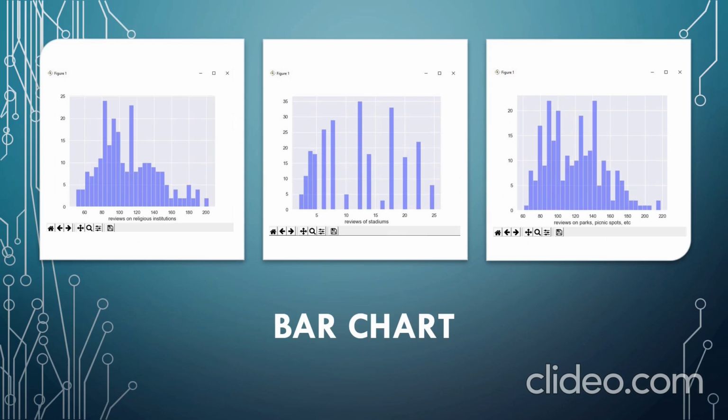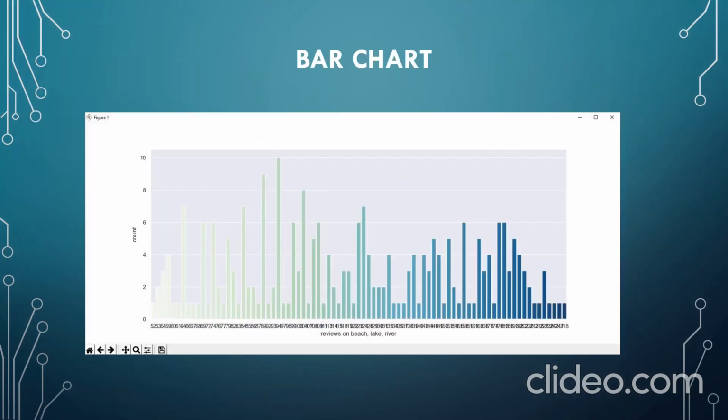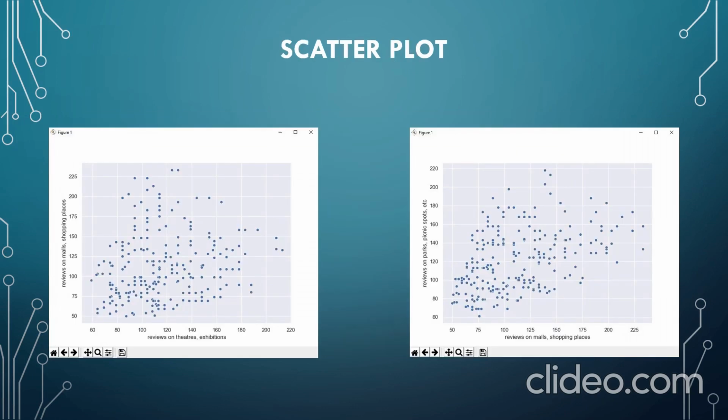Here you can see my bar charts: reviews on religious institutions, reviews of stadiums, reviews on parks, picnic spots. Here is a bar chart of reviews on beach, lake, river. Scatter plot. The first scatter plot defines dependence between reviews on malls, shopping places, and reviews on theaters, exhibition. The second scatter plot defines dependence between reviews on parks, picnic spots, and reviews on malls, shopping places.